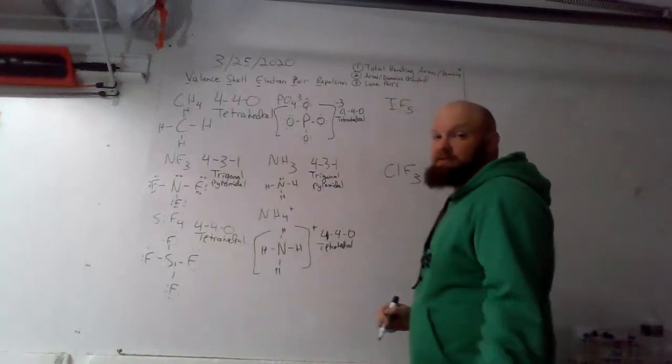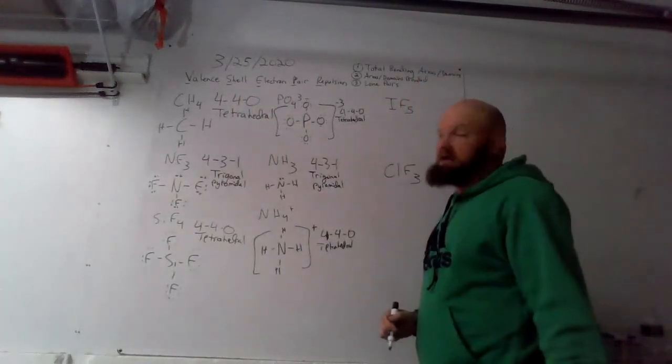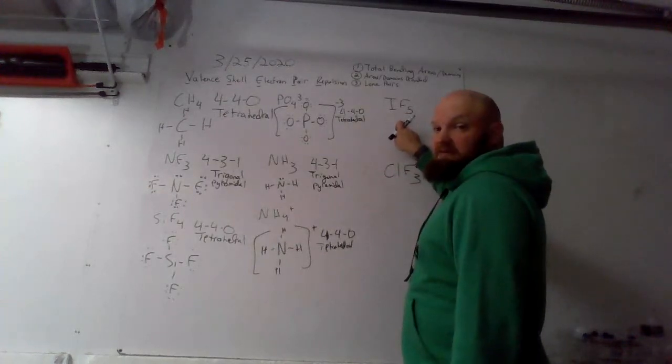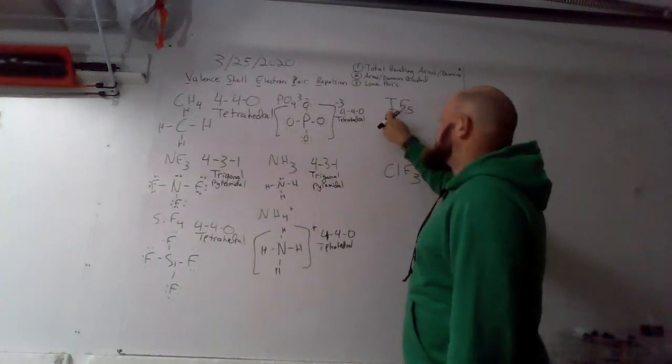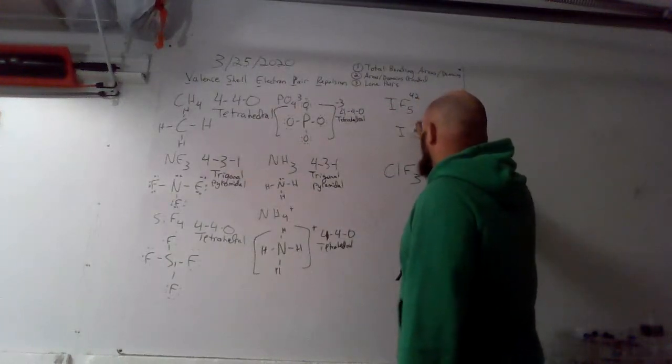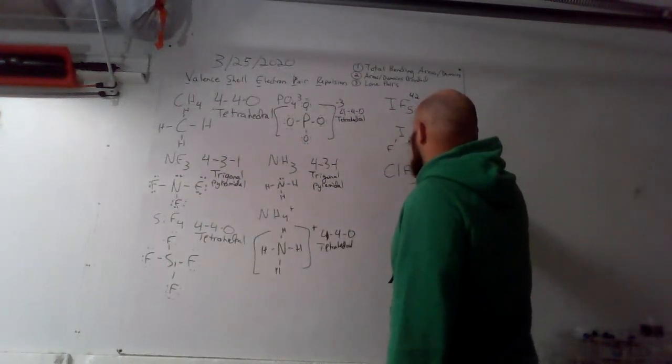Tetrahedral is one of the most common ones that you'll see. Okay, let's try one of the exception ones, very similar to what we had. So F has 7, 7 times 5 is 35, plus 7 from I is 42. So I have my I in the middle with my 5 Fs.